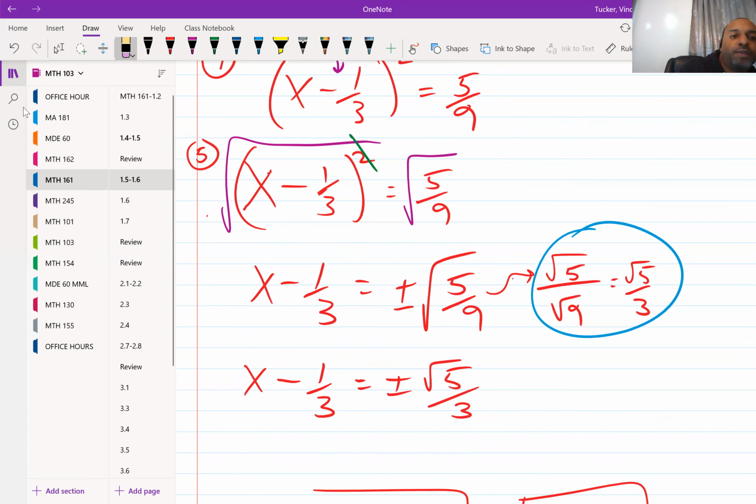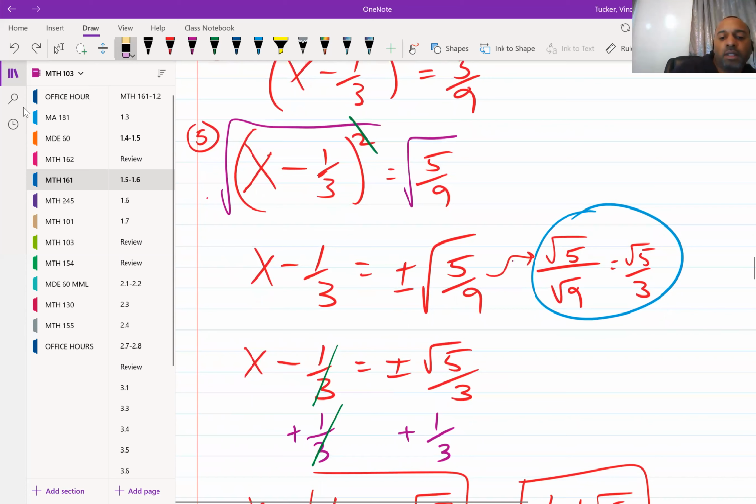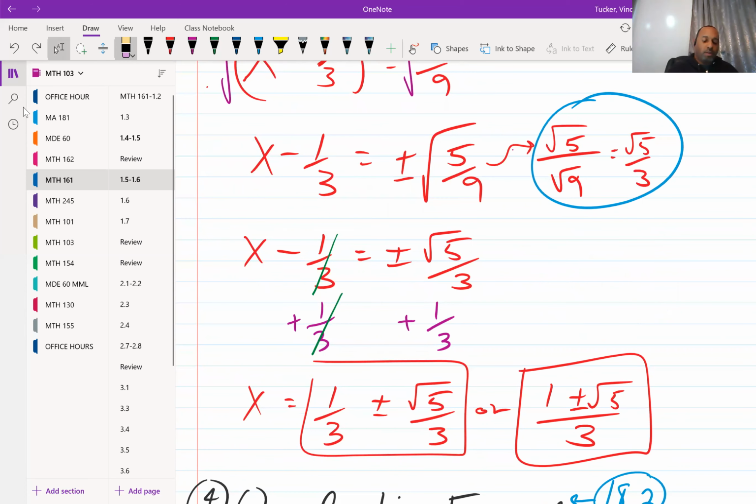Right. To finish it off, I'm going to add 1/3 to both sides. We have 1/3 plus or minus square root of 5 over 3, or 1 plus or minus square root of 5 over 3. Both of those are the same thing. So either way, you should get the same answer. Either way, the answer should be correct.